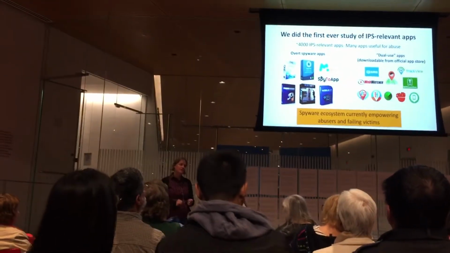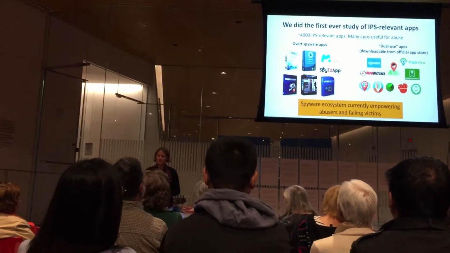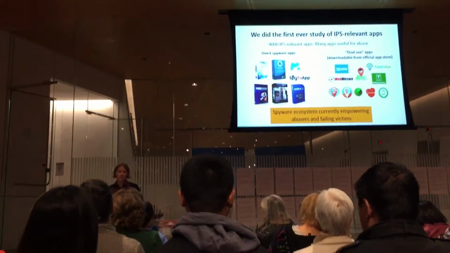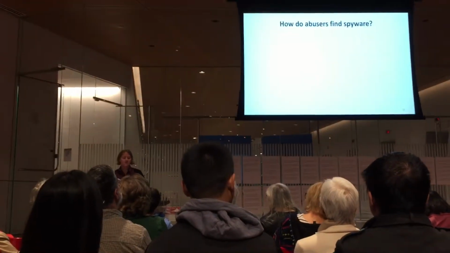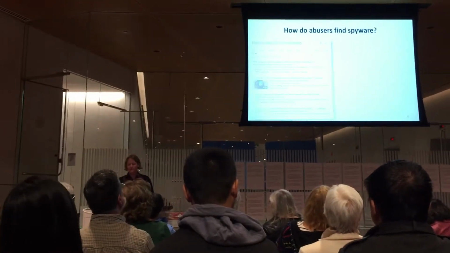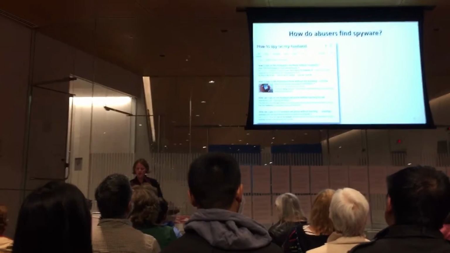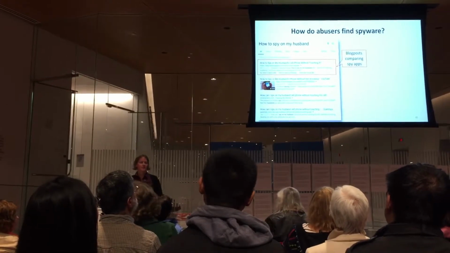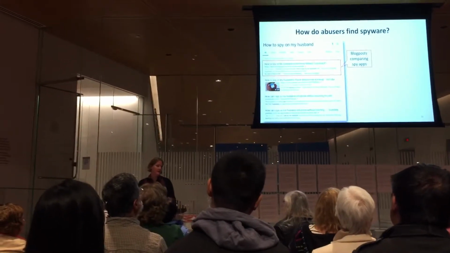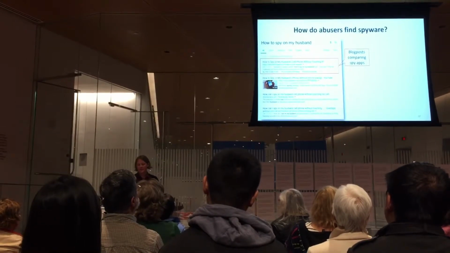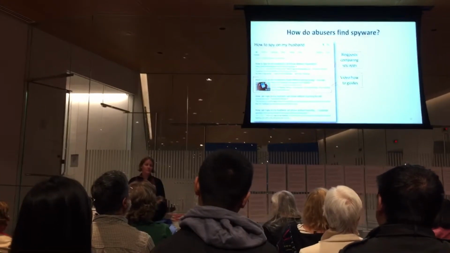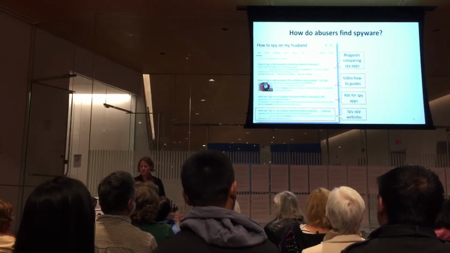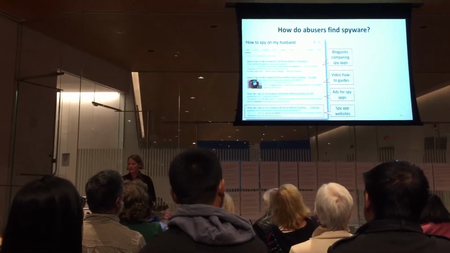But in short, what we found is that this whole spyware ecosystem is empowering abusers and failing victims. And so we've really set about to try and solve that. So we first looked at how are abusers finding this spyware, and we found a lot of different ways, right? So they are spying through blog posts. There's a lot of blog posts that help people find or track their spouse's device without touching it, right? Video how-to guides for how to do this, ads for spyware applications, and other various spy app websites.